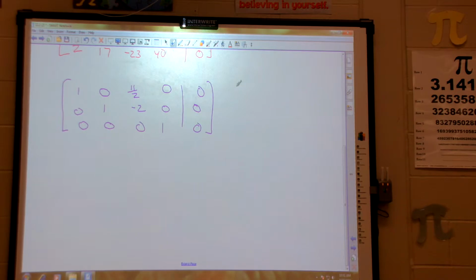Now let's look at what this says. The first row really says X plus 11 halves Z is 0. Does everyone agree that's what the first row says? Yes. Second row says Y plus negative 2Z equals 0. The third row says W equals 0.